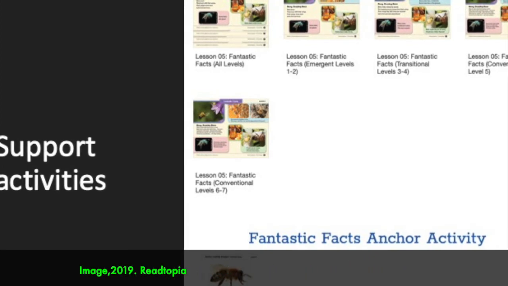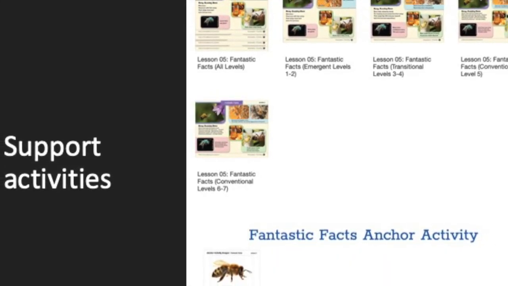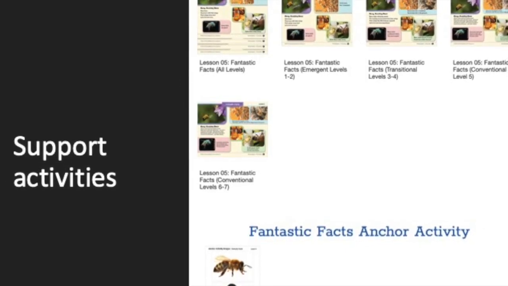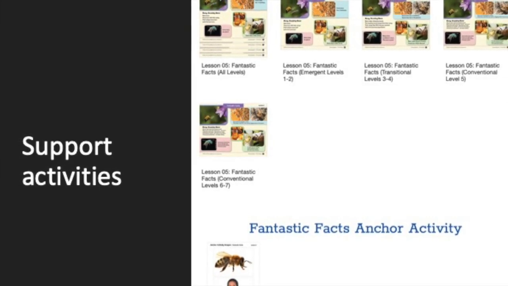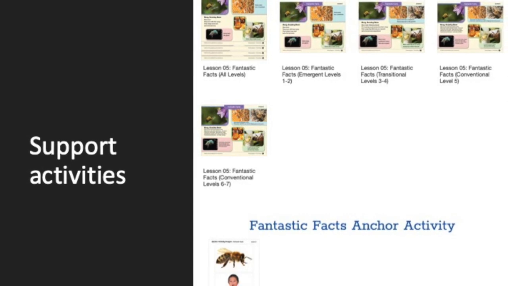Having support activities again will engage students. Lessons can be brought in from even alternative text and alternative materials and still used to bolster and support the thematic unit that teachers are already using. There are online as well as video.